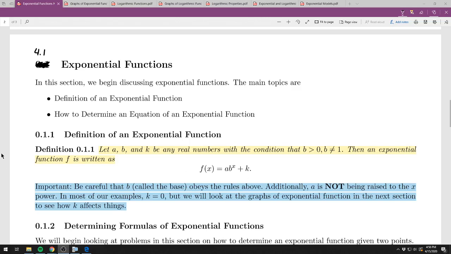This video will be going over section 4.1, which is an introduction to exponential functions. In this section, we're pretty much going to define an exponential function, what it is, right away. I'll talk about the parts of it, and then we'll do a couple things with exponential functions.